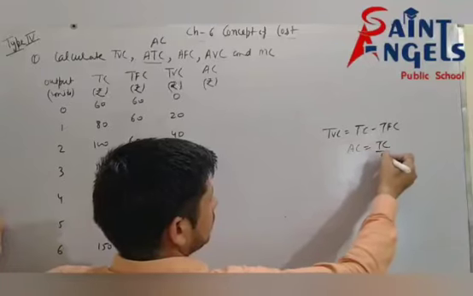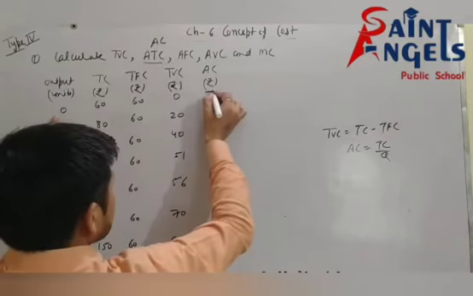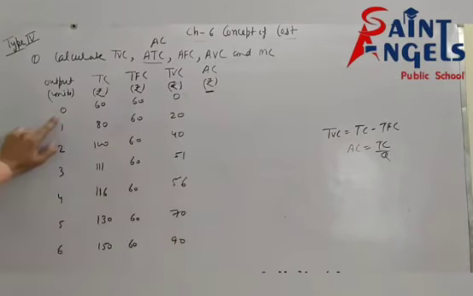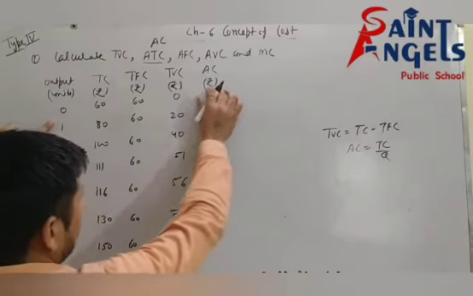MC is equal to TC divided by Q. TC divided by Q. See, 60 divided by 0. 60 divided by 0 means infinite, or you can say infinity. So please write here a dash. Means you can write here infinity or you can write here a dash.